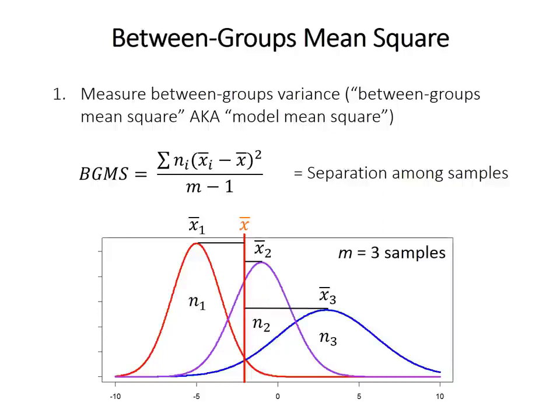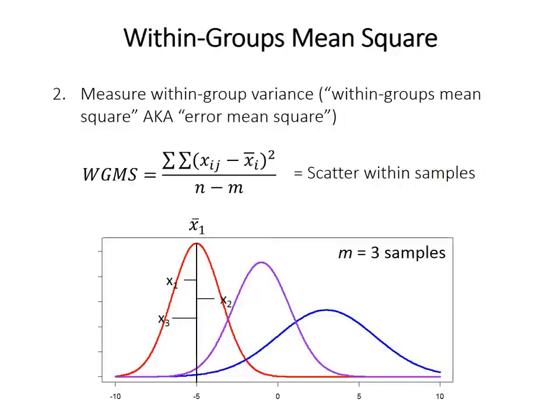This is just the squared difference between each sample mean, the little x bar sub i, and the overall mean, x bar. And that difference between each sample mean and the overall mean is weighted by the size of each sample and divided by the degrees of freedom, which in this case is m minus 1, or the number of samples minus 1. So note that this is basically the formula for sample variance, which you've seen before, and which is the source of the name analysis of variance. So this measures the separation among samples, with the idea that all samples should be close to each other and therefore close to the overall mean if they did in fact come from the same population.